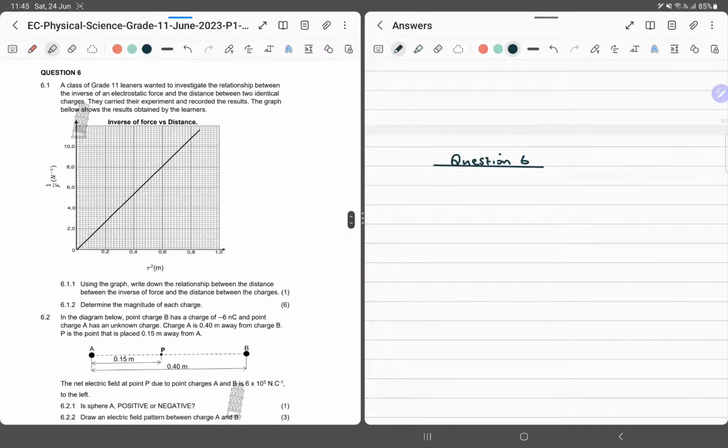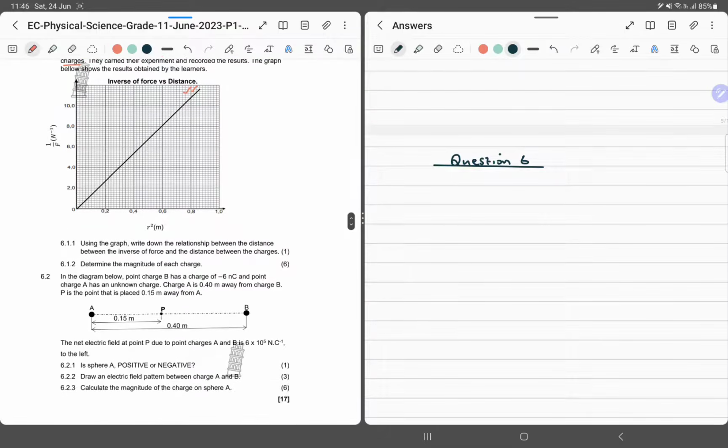So question 6 says a class of grade 11 learners wanted to investigate the relationship between the inverse of an electrostatic force and the distance between the two identical charges. So the word is identical. They carried out their experiment and recorded the results. The graph below shows the results obtained by the learners. Okay, you can see that this is a direct proportion because it's a positive gradient passing through the origin, meaning as the square of the distance increases, also will the inverse of the force.